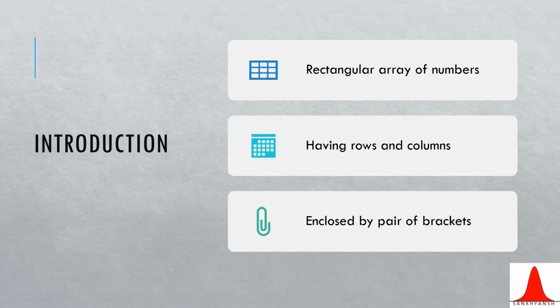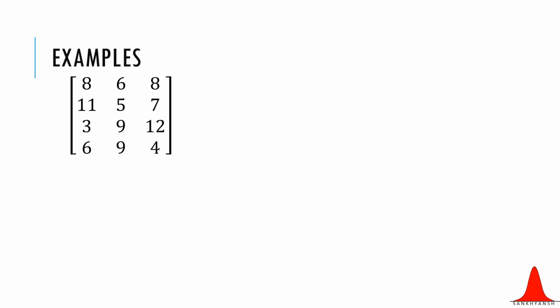What is a matrix? Matrix is a rectangular array of numbers having rows and columns enclosed by a pair of brackets. For example, this is a matrix where you have 4 rows and 3 columns and we've enclosed it by a pair of brackets. This is another example of a matrix where we've enclosed it by a pair of brackets and we have 3 rows and 2 columns. So you can have a matrix having any number of rows and columns.